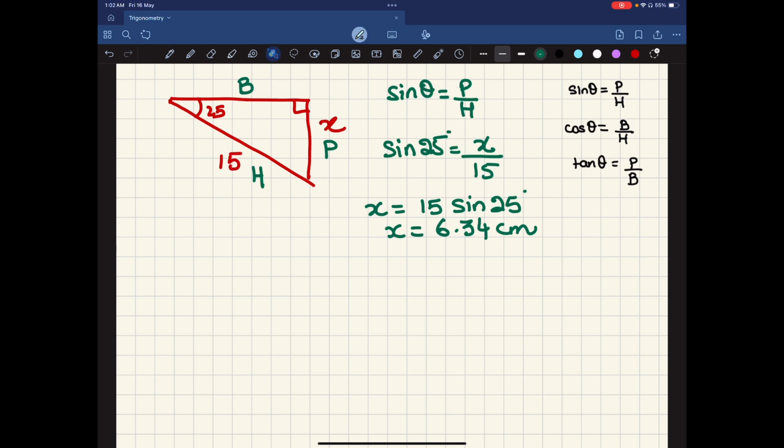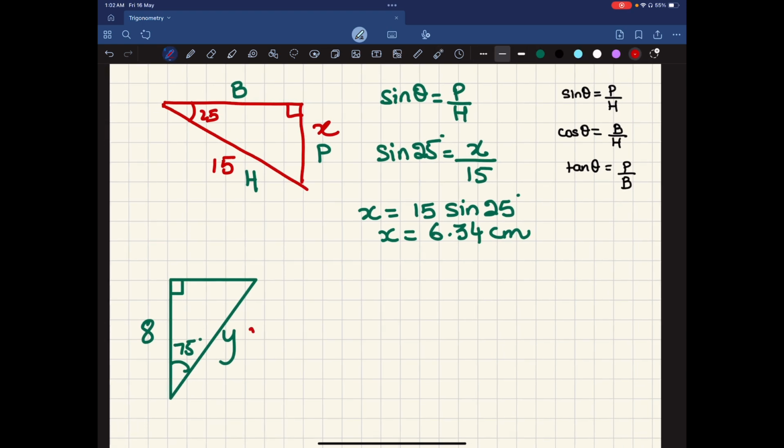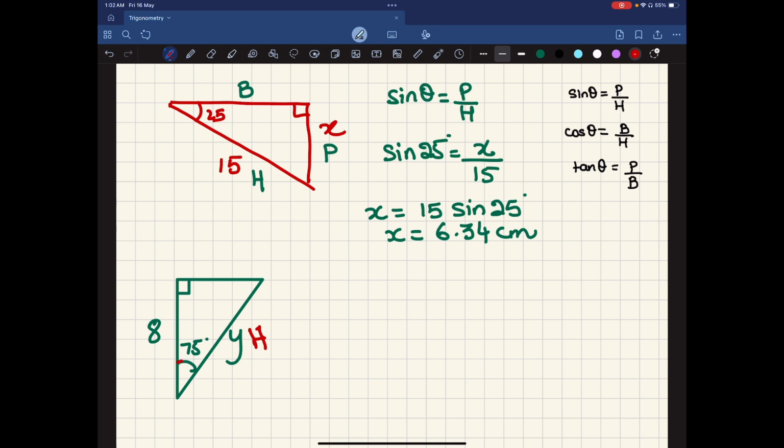Okay, let's do one more example. First thing, is it a right angle triangle? Yes, it is. Then let's label the sides. The side opposite the right angle is going to be the hypotenuse. The side opposite this angle is going to be perpendicular. And the third side becomes the base. Now we need to find the hypotenuse and we're given the base.